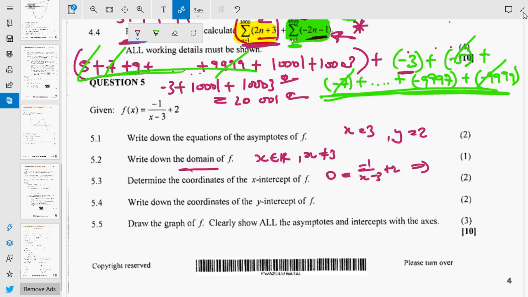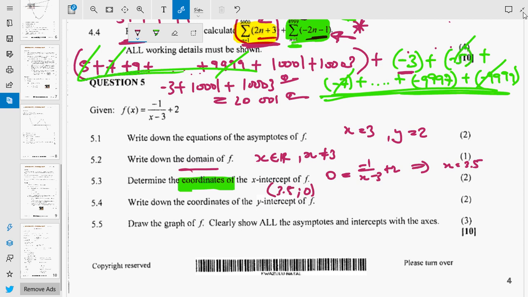If you solve for x there, you'll find that x is 3.5. But please make sure you read the question. They are asking for the coordinate, so you must give them the coordinate. That will be (3.5, 0).